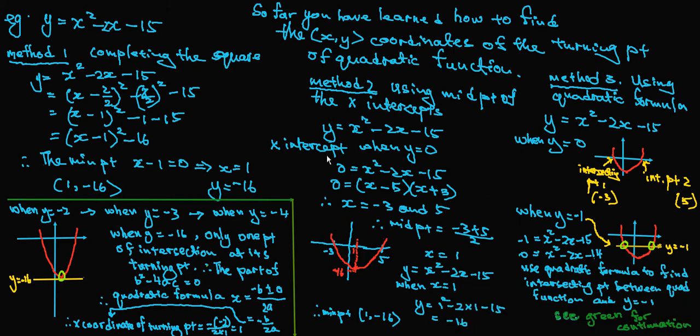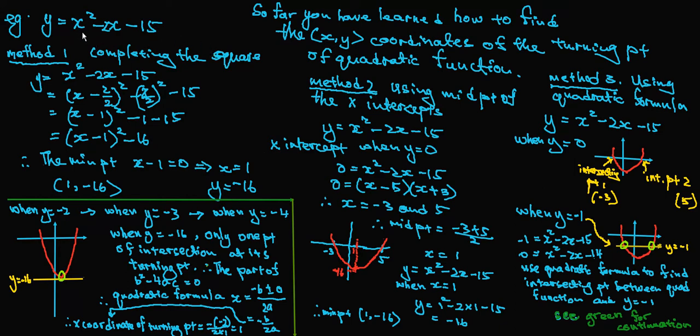Okay, now let's look at finding the turning point of a quadratic formula. So far we have learned using method 1, which is completing the square.